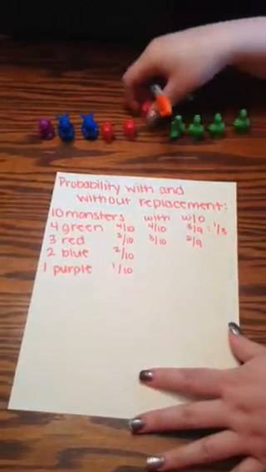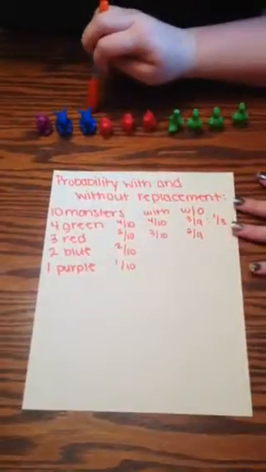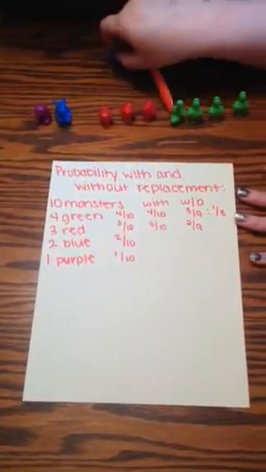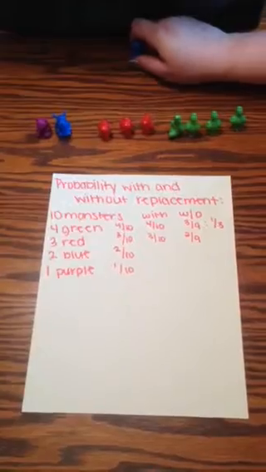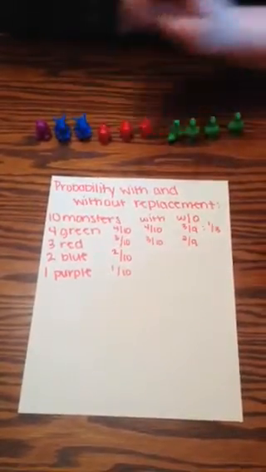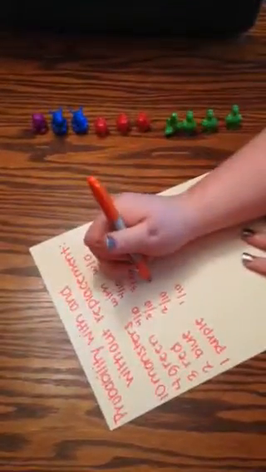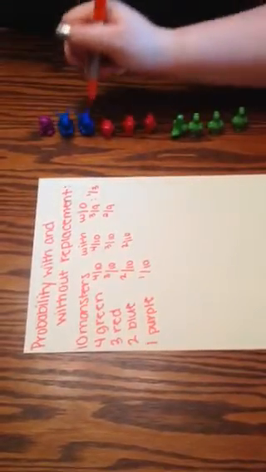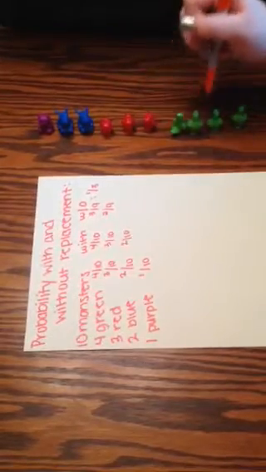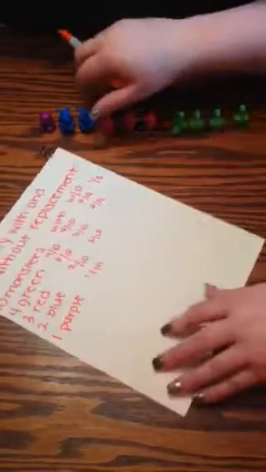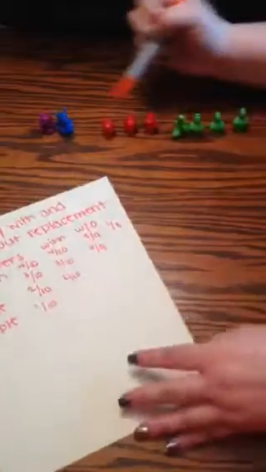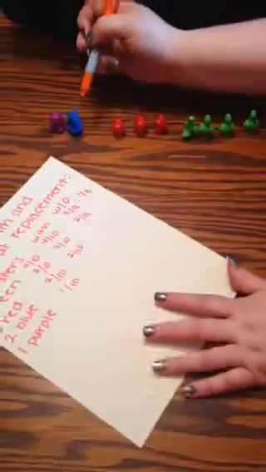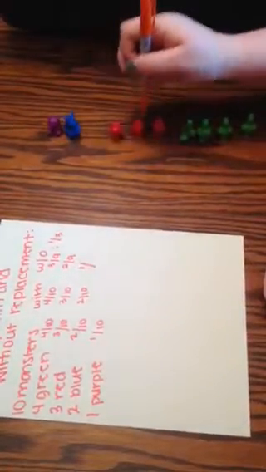Now, if we decided to do this with our blue one, we would take this one out to the side, we drew it out, and then we decided to put it back before we drew another one. Our probability would still remain 2 out of 10. Now, if we decided to take him out and not put him back before drawing our next one, we would only have the probability of 1 out of 9.